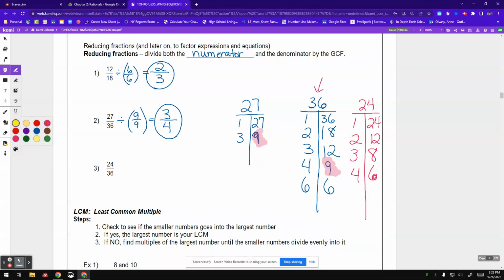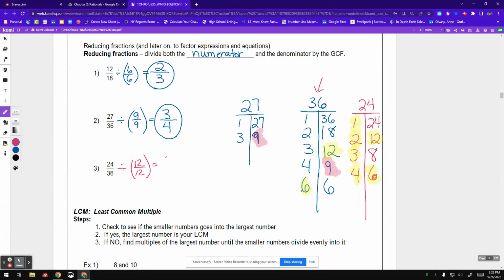So let's see what they have in common. They have 1, 2, 3, 4. They do both have a 6. Anything bigger? Oh, they both have a 12. Look at that. They both have a 12. So I'm going to divide this by 12/12. Again, because 12/12 has a value of 1.